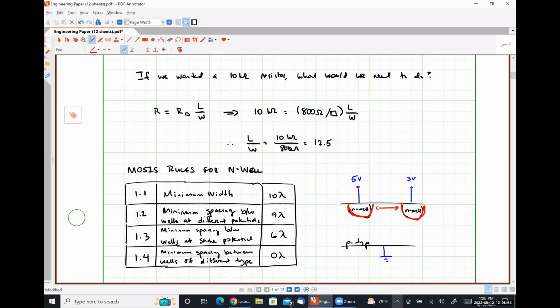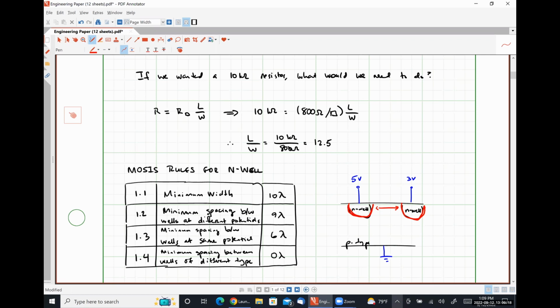So the short answer is a P well in a standard process is effectively the exact same thing as the substrate material. If we couldn't have 0 spacing, it would be impossible for us to put an N well inside the substrate. So that's why we can stack those guys right next to each other. All right. Okay, so these are our different rules.